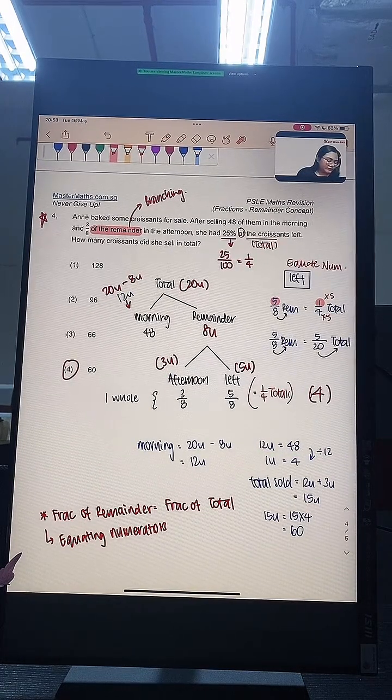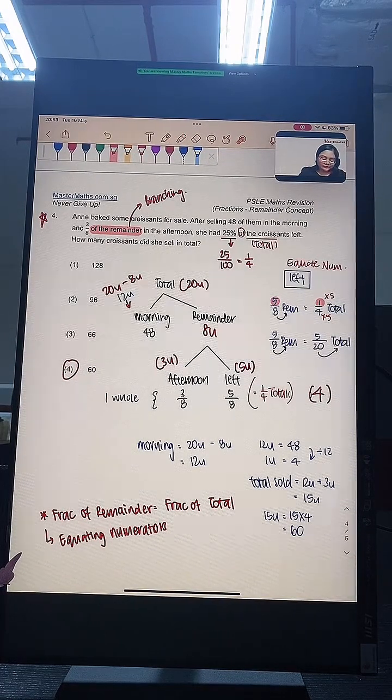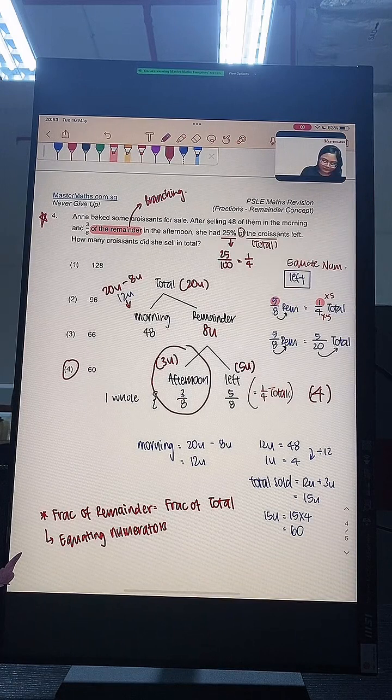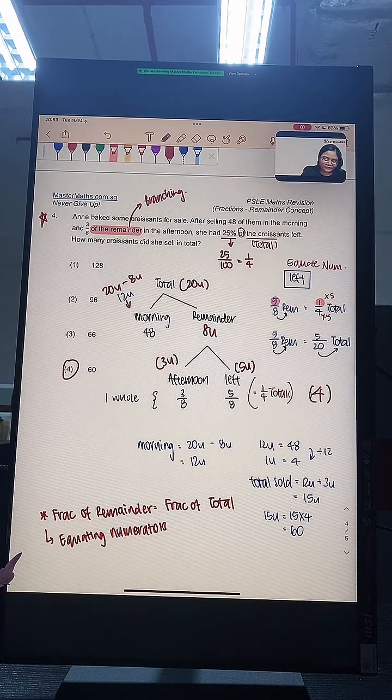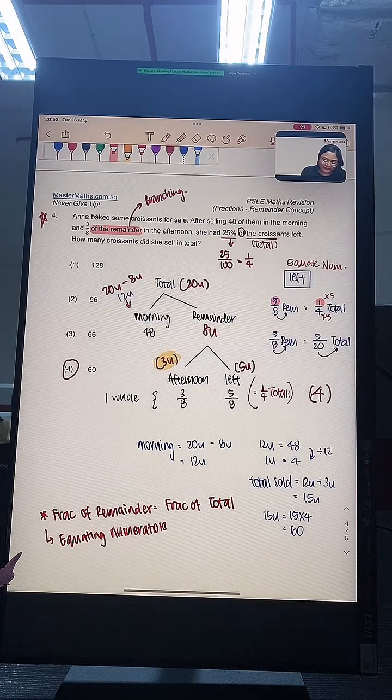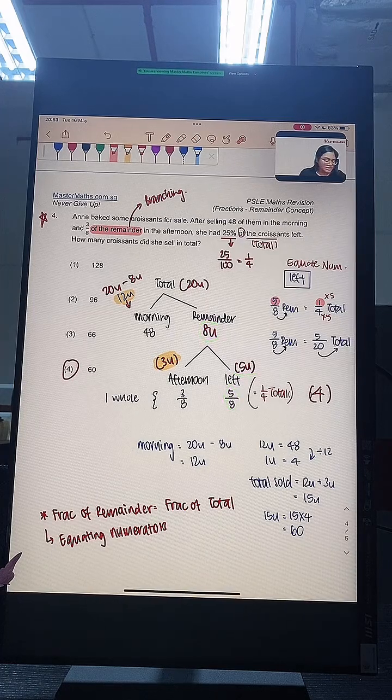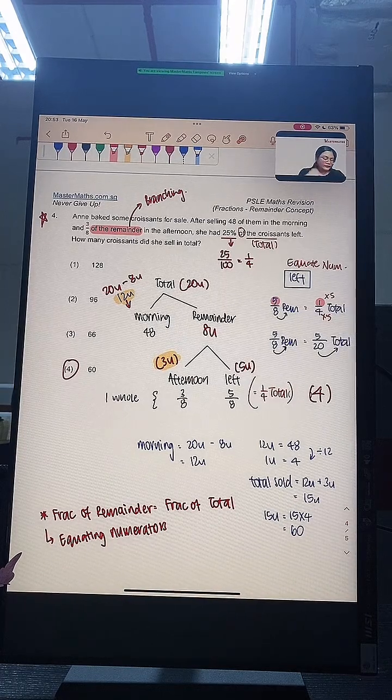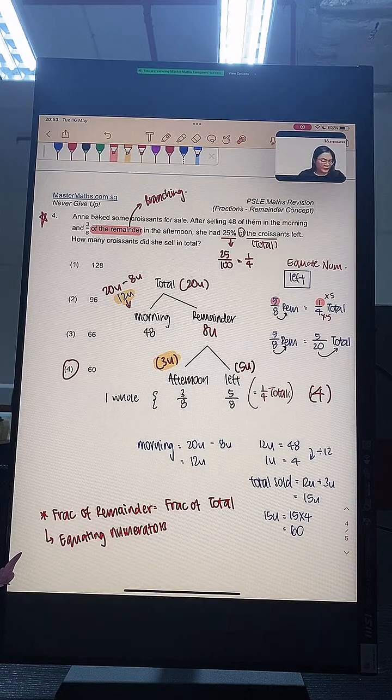All good? Where do the 3 units come from? The 3 units is from the afternoon. Why is it 3 units? It's because the remainder is 8 units, left is 5 out of 8, which is 5 units. Do we understand now? I hope we understand this a little bit better.